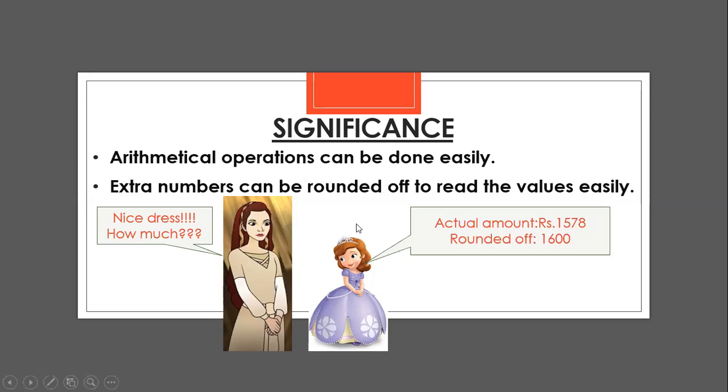I got these pictures of beautiful princesses from the net. So let's suppose you bought a dress for rupees 1578, and at a party, your friend is asking you, "Oh wow, you're looking so pretty. How much was your dress?" And you forgot the real amount. That was 1578. So what would you say? It's 1600 rupees. You rounded off the number.